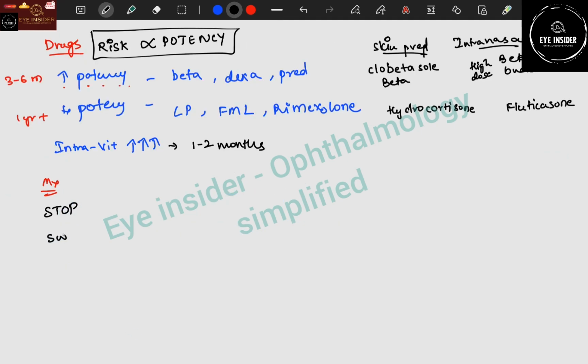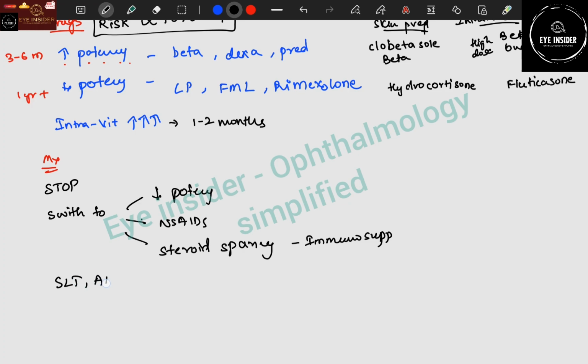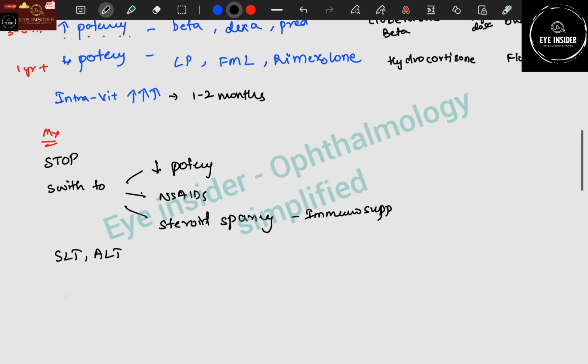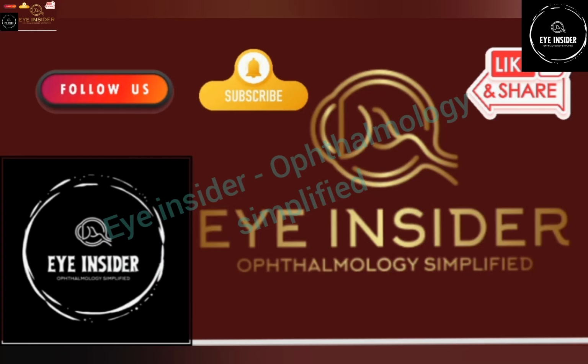Coming to the management, either we have to stop and then switch to low potency drugs, non-steroidal anti-inflammatory drugs, or steroid sparing formulations such as immunosuppressants. We can also perform selective laser trabeculoplasty or argon laser trabeculoplasty, and if it fails, then we have to go for surgery. Surgery is commonly indicated if the age is less than 20 years because the risk of development of glaucomatous optic atrophy is more. So this was regarding steroid-induced glaucoma.